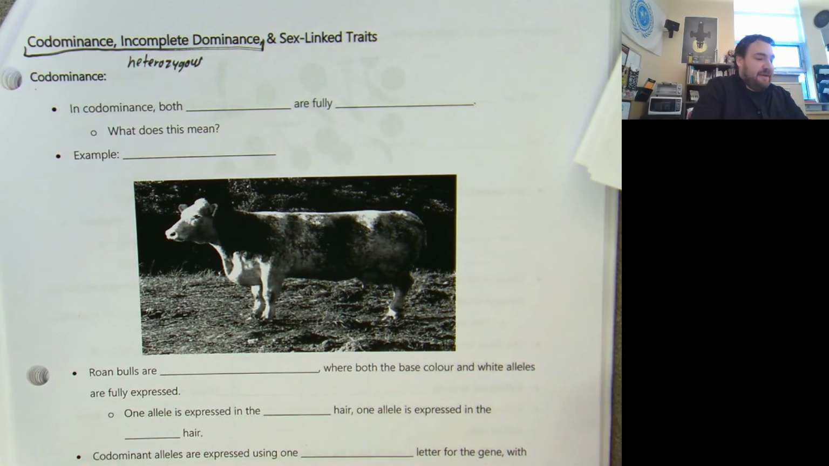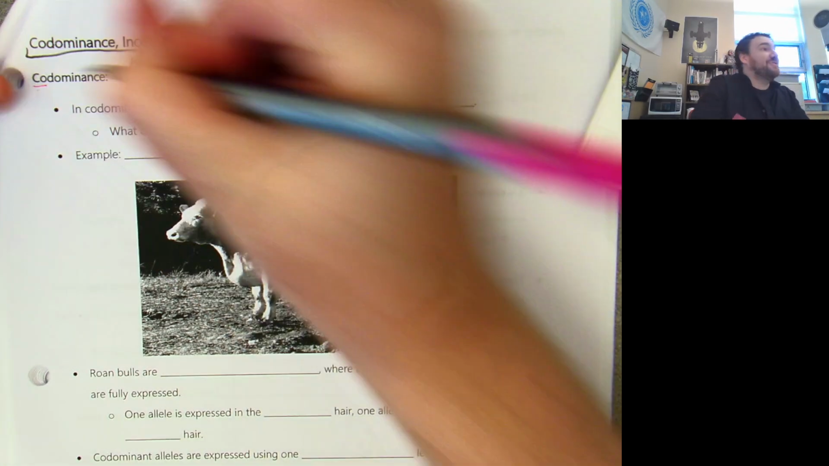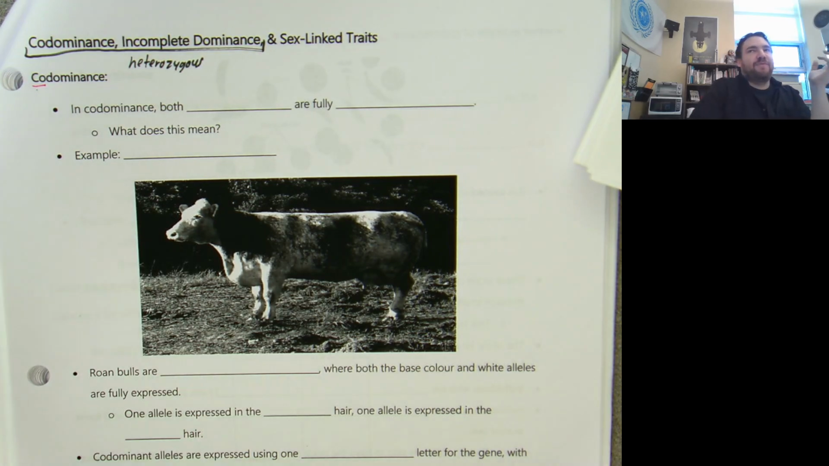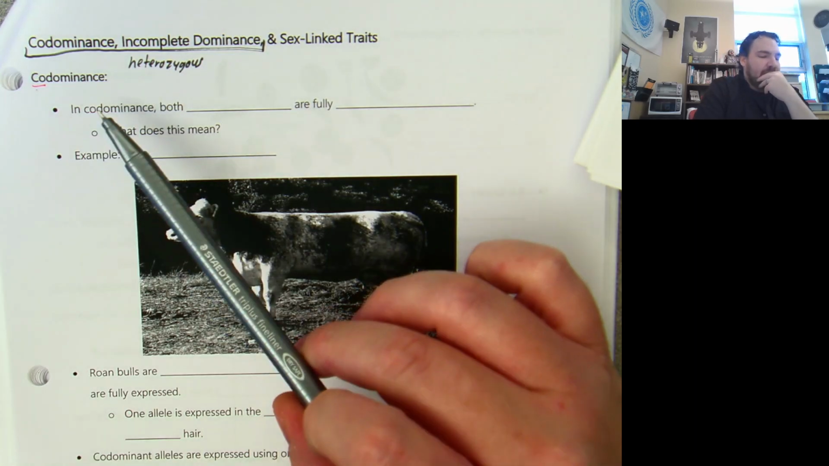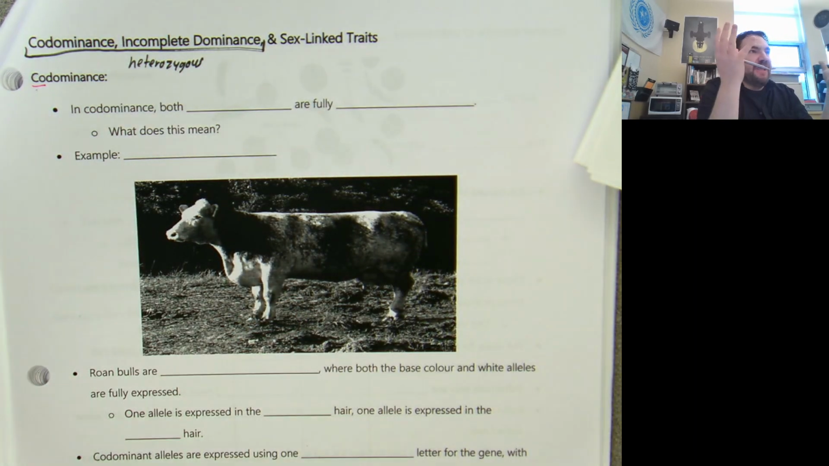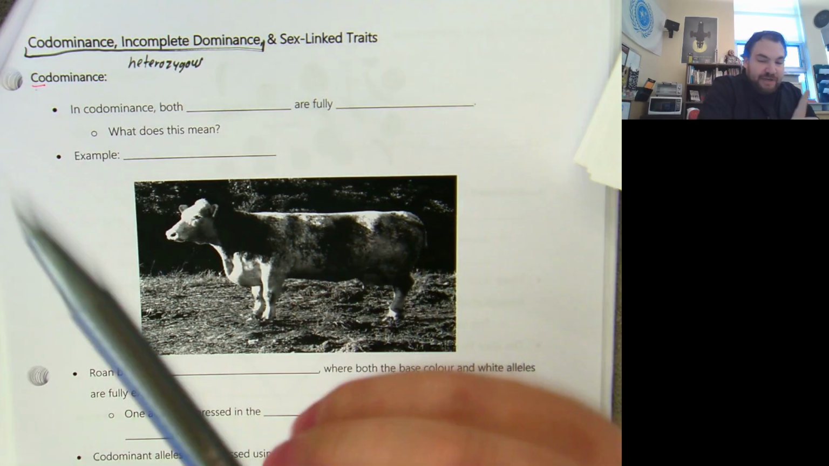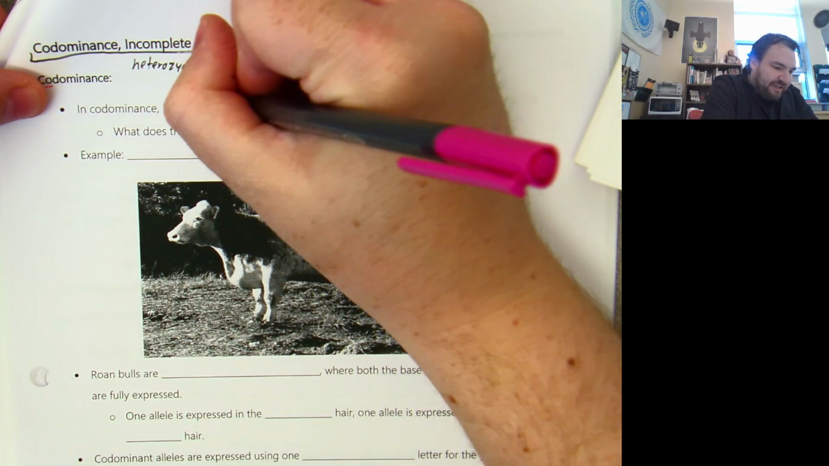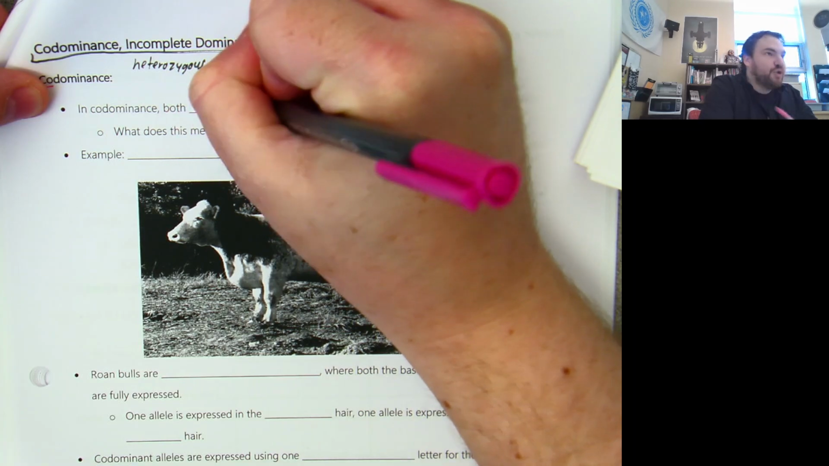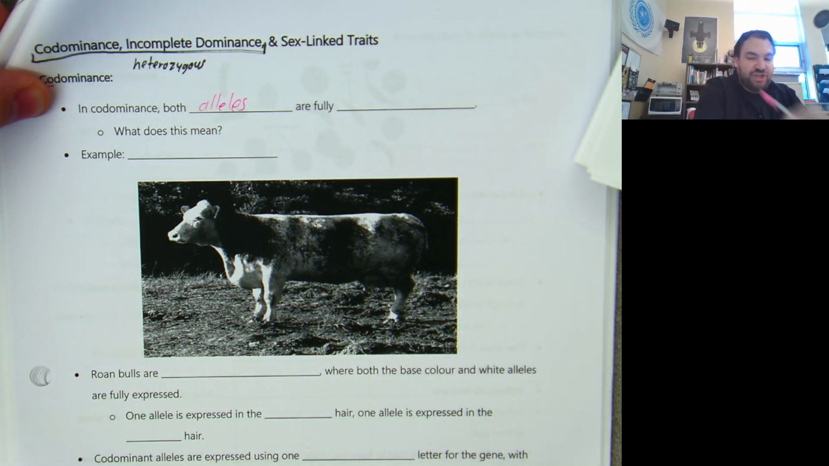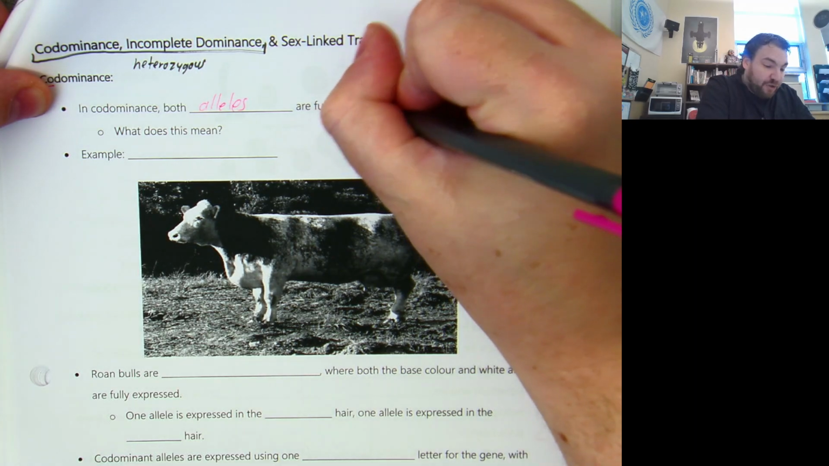This is exactly the same. That word co, which is interesting now because we're actually picking a new pope for those of you who aren't Roman Catholic and don't know. That word co there means they both exist together in their fullness. Neither one gets to take over. So in codominance, both alleles, so both expressions of a particular gene, are fully expressed.